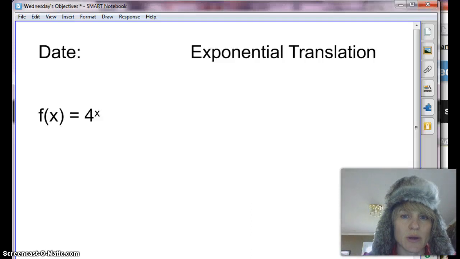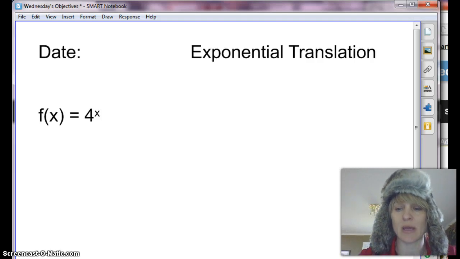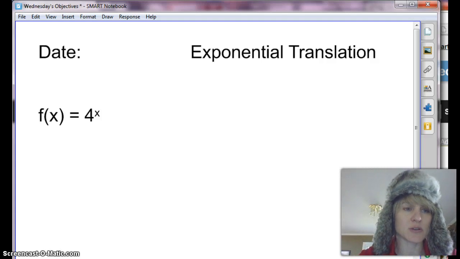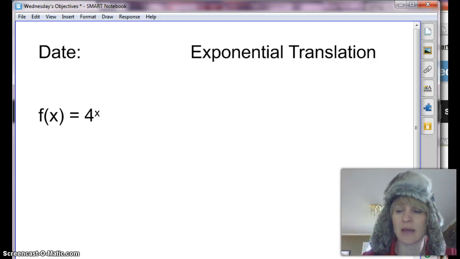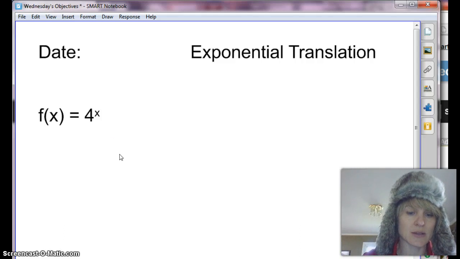All right, so we're going to talk about exponential translations, and we touched on this just a little bit in class, but it's pretty important because a lot of our EOC stuff is on this. So make sure you have your date, okay? And we're going to look at this equation first.